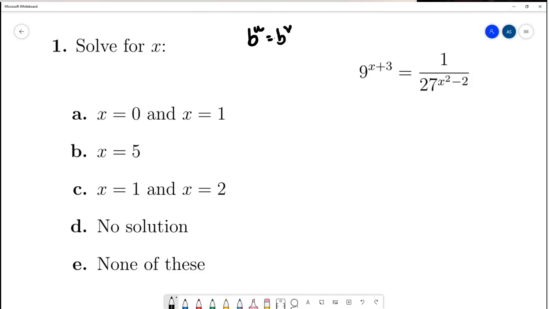And once I write both sides of the equation with the same base, then I can equate the exponents and then solve the resulting equation. So I'm going to write 9 with a base of 3. 9 is 3 squared. And 27 is 3 cubed.